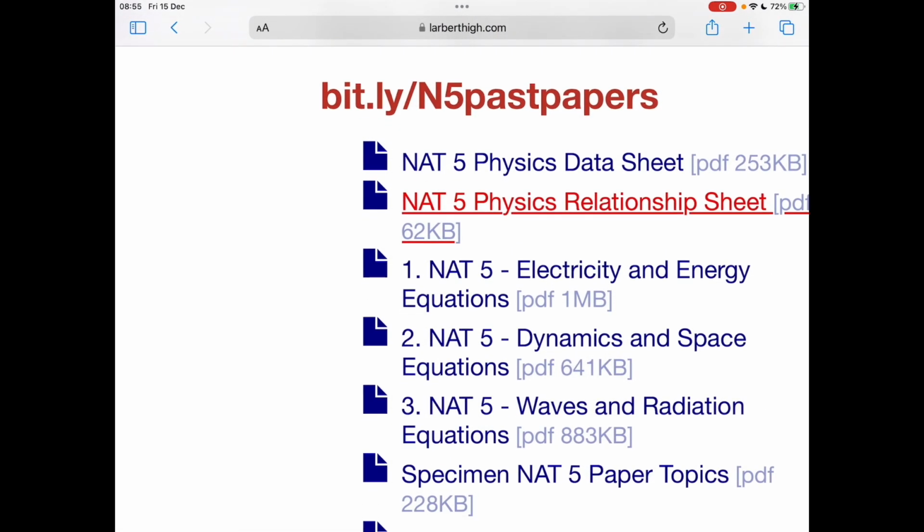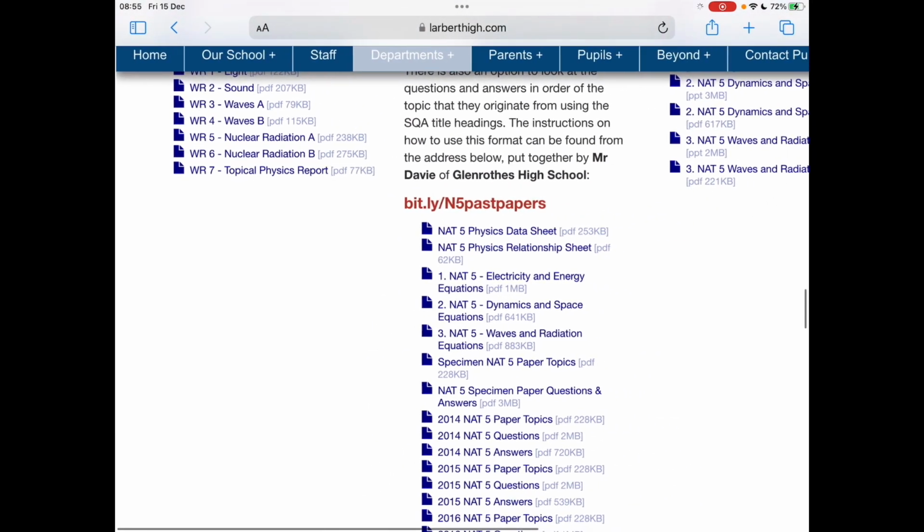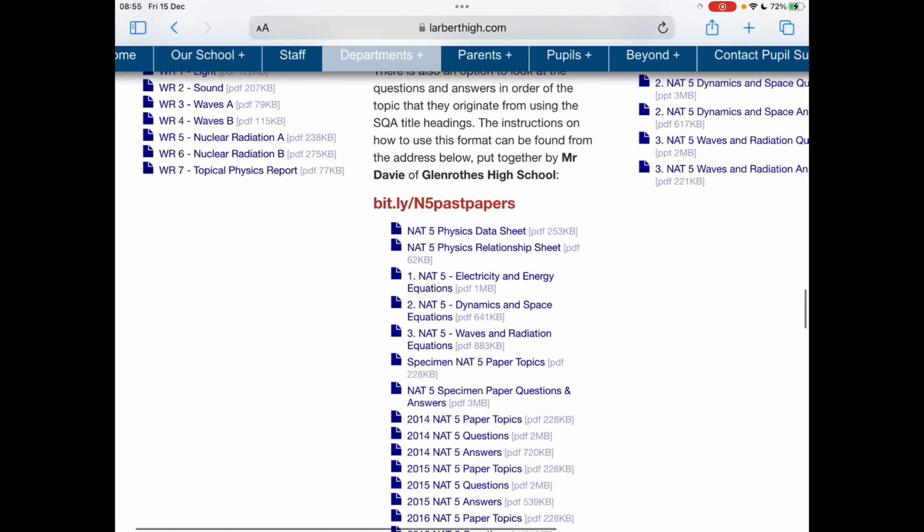Remember, in every test and exam and prelim and FAB and everything you do, you will always get access to those 2 bits of paper. Always. So it might be beneficial for you at home to print those 2 bits of paper out or save them on your iPad so you've always got them to hand.